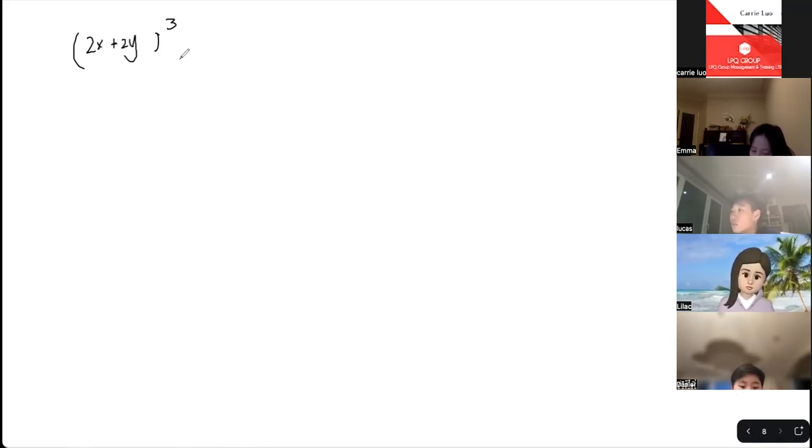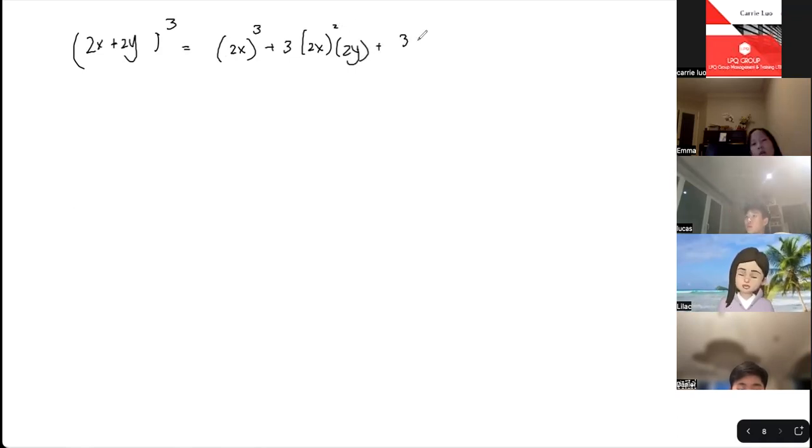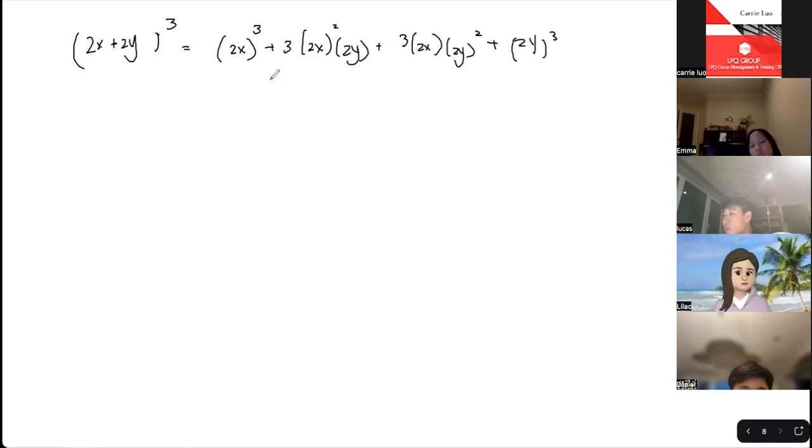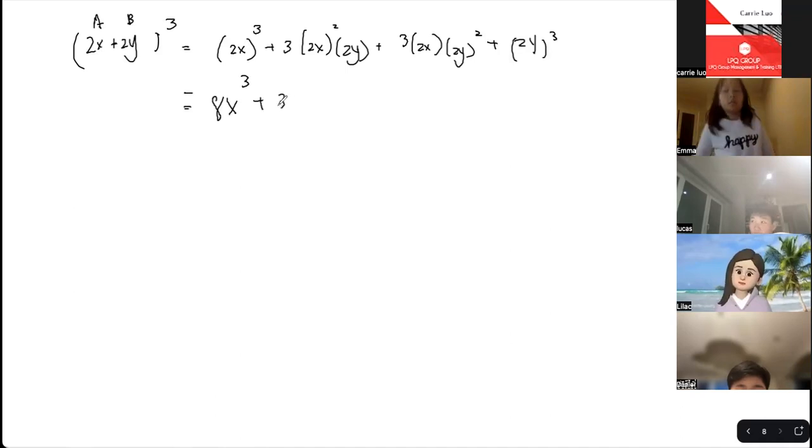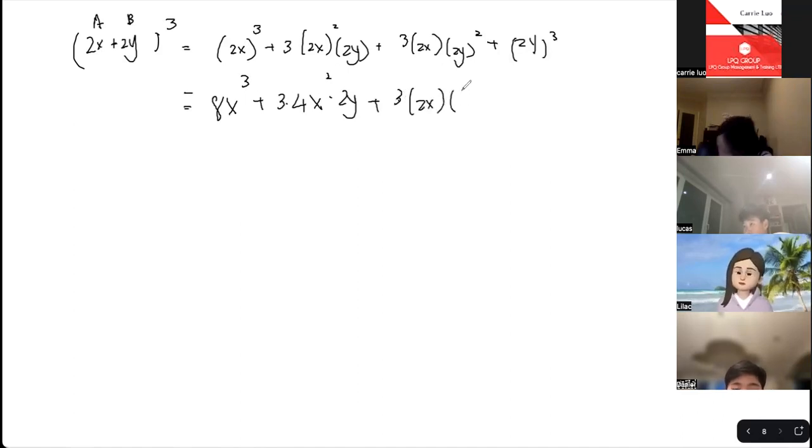Okay, the best way of doing this one, everybody, is putting a bracket on top of them. So (2x) cubed plus 3 times (2x) squared times 2y, and plus 3 times 2x times (2y) squared, and plus (2y) cubed. Get it, Emma? I bracket every single one. I take them as one bigger A and one bigger B. Get it, Lucas? So then this one equals 8x cubed plus 3 times 4x squared times 2y plus 3 times 2x times 4y squared and plus 8y cubed. Correct, everybody?